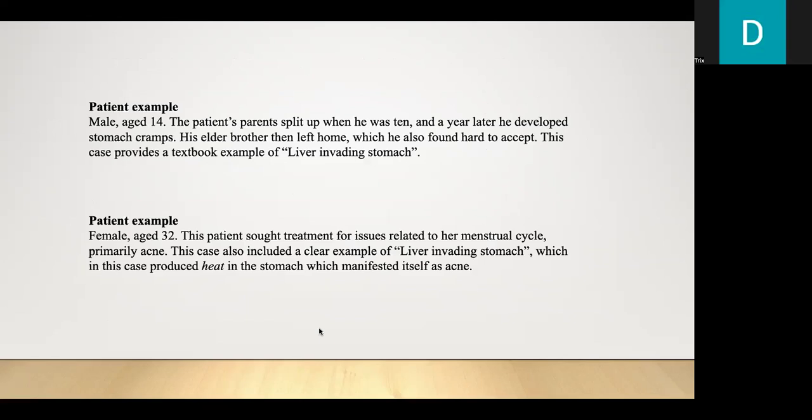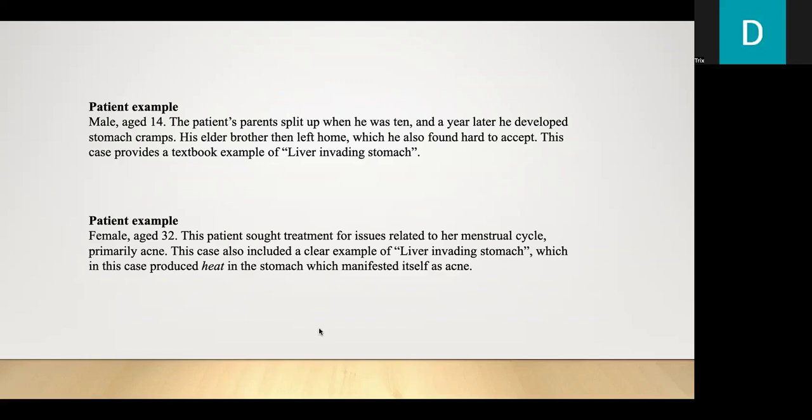Here we have patient samples. First, male, age 14. The patient's parents split up when he was 10, and a year later he developed stomach cramps. His elder brother then left home, which he also found hard to accept. This case provides a textbook example of liver invading stomach.